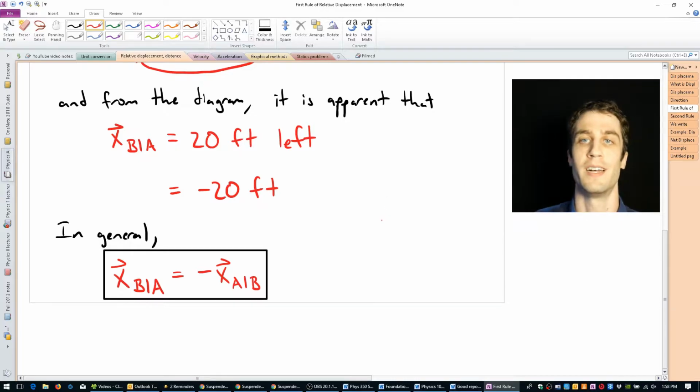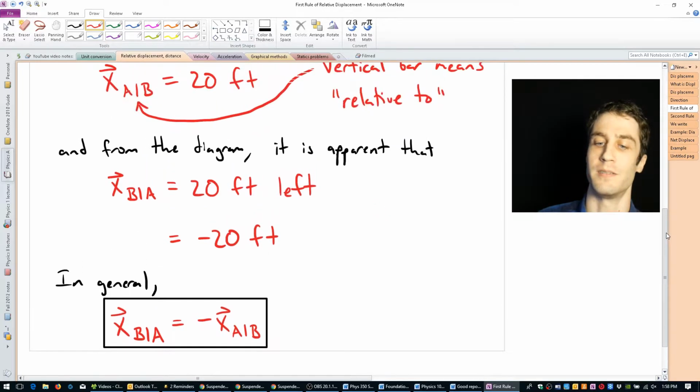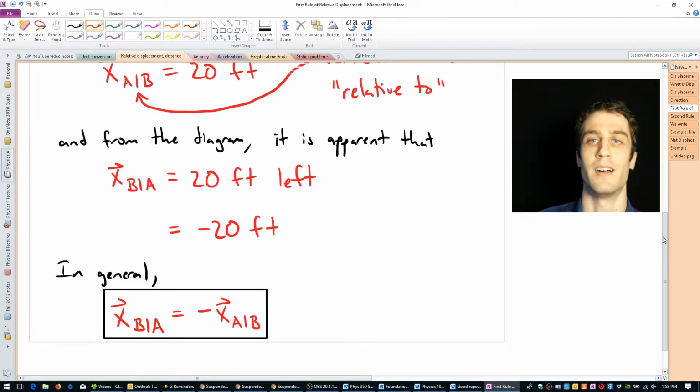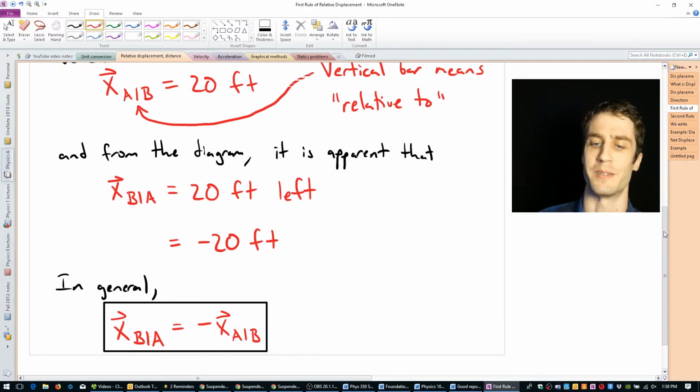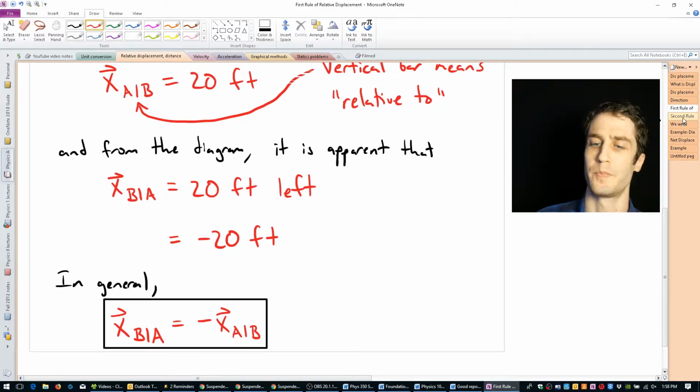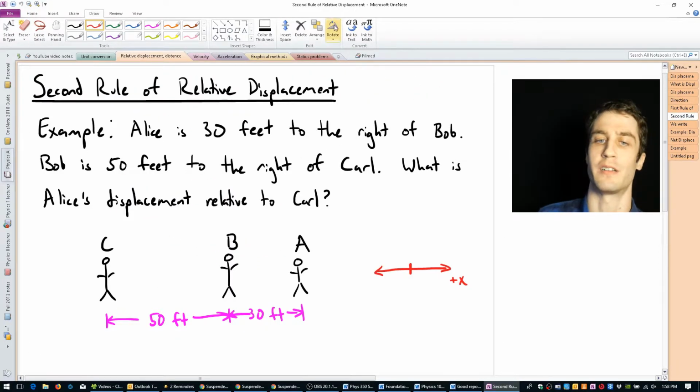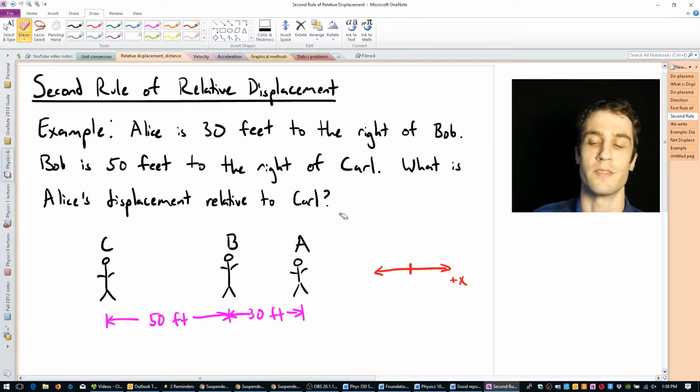If we have other people involved, then we can use the same rule to find all of their relative displacements relative to each other. Okay. I'll show you what that looks like in a little bit. First, let's talk about the second rule of relative displacement. Alice is 30 feet to the right of Bob. Bob is 50 feet to the right of Carl. What is Alice's displacement relative to Carl?